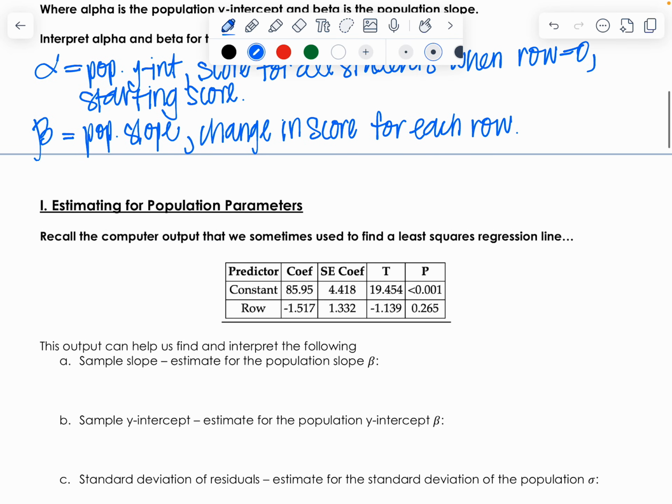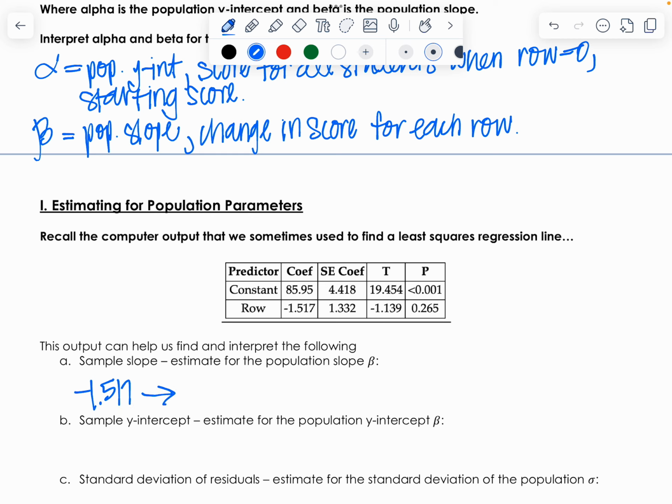All right. And so remember, when we were studying linear regressions, we studied computer outputs, and that computer output gave us some information. It can help us find the sample slope, the estimate for the population slope B. So this is the computer output for what we just did. Notice the slope is here, the constant, the y-intercept is there. So the sample slope here was negative 1.517. I called it 1.52.